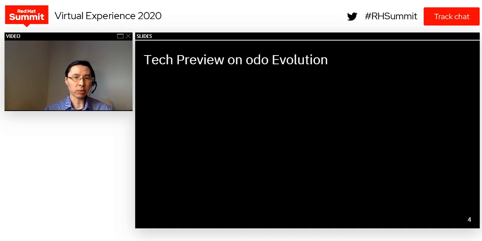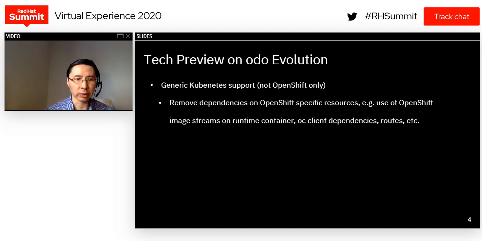Okay, so let's talk about what the Tech Preview of Odo does. As I mentioned before, Odo was working on OpenShift only at the beginning. So we are making it Kube generic. We actually want the Odo CLI to become the Kubernetes CLI for developers. So what we are doing is removing the dependencies on OpenShift resources, for example, image streams, the OC client, and the routes as well, to make it run on any Kubernetes that you have.